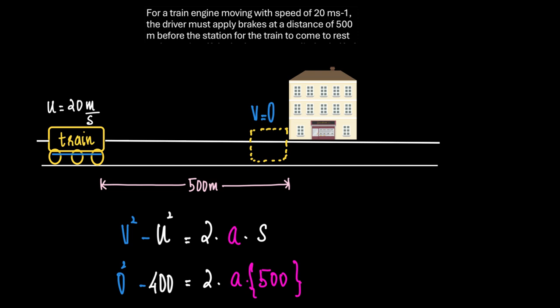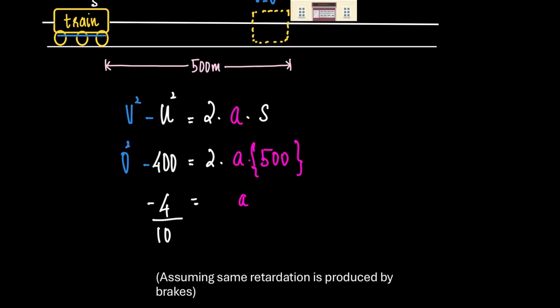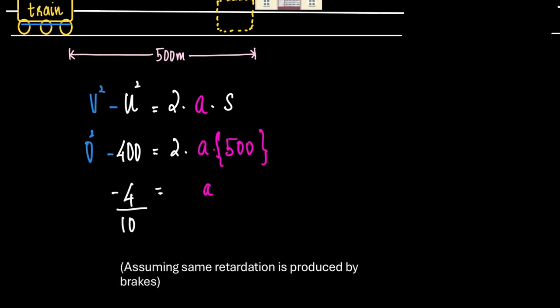This is the track. So in this situation, if we apply equations of motion, what we get is v square minus u square is 2as. 0 square minus 20 square is 400, is 2 into a, distance is 500 meters, so 2a into 500, and therefore what we get is a is equal to minus 4 by 10, and it has to be negative. Why? Because the train is decelerating, right? Now it is also given in the question that the retardation produced by the brakes is the same.